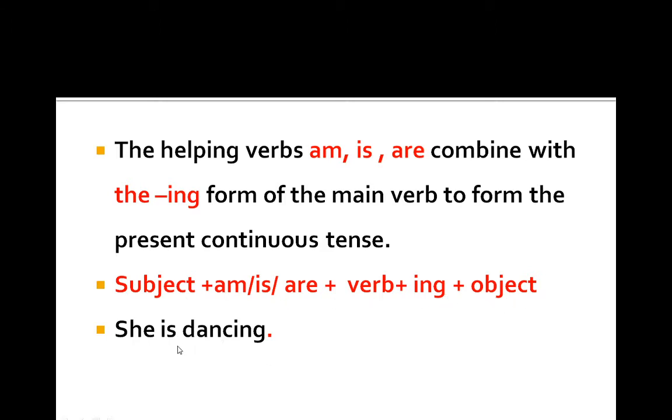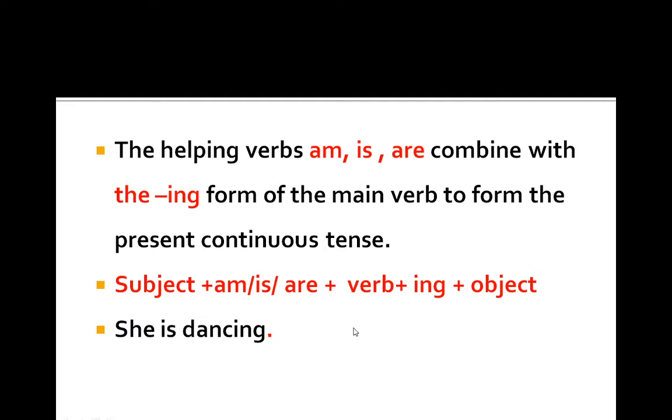So look at this sentence. She is dancing. It is a simple sentence. She is the subject, and as it is a singular noun, is will come, and then dance becomes dancing. So she is dancing is a sentence of continuous present tense.